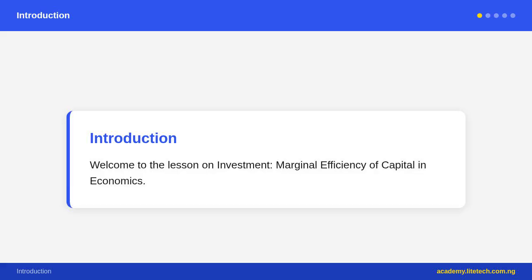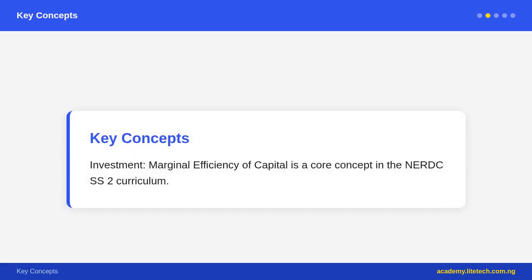Planned, ex ante, investment is the investment that firms intend to make. Actual, ex post, investment is the investment that actually occurs, which includes unintended inventory changes. Autonomous investment is investment that does not depend on the level of national income, for example, government infrastructure spending or investment driven by technological innovation. Induced investment is investment that rises as national income rises. As the economy expands, firms invest more to increase productive capacity.